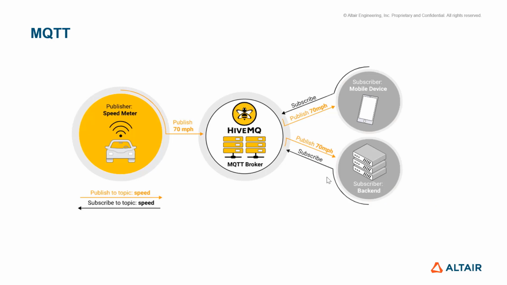MQTT is the standard for IoT messaging. It allows for messaging between device to cloud and cloud to device. It follows a publish-subscribe pattern that decouples the client that sends a message, the publisher, from the client or clients that receive the messages, the subscribers. Client connections are always handled by a broker, which is responsible for receiving and filtering the messages, determining who is subscribed to each message and sending them.